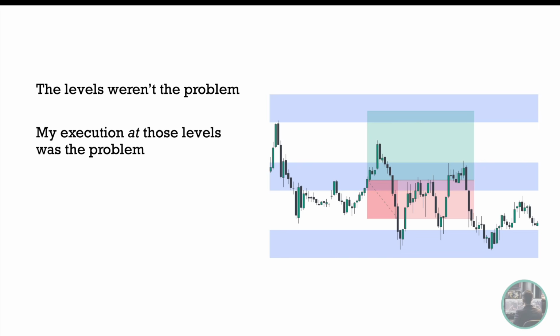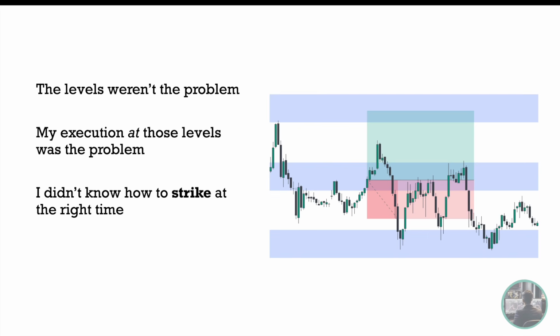I'd enter too early, or have the wrong stop, or hold too long, and what should have been something profitable and simple turned into a struggle to just stay above the surface. And that's when I realized I wasn't calibrated with the market. I didn't understand how to strike at the right time. That's what took me months to figure out.